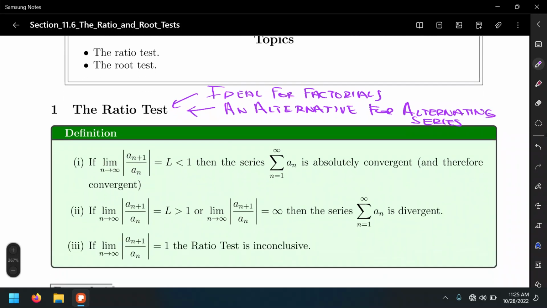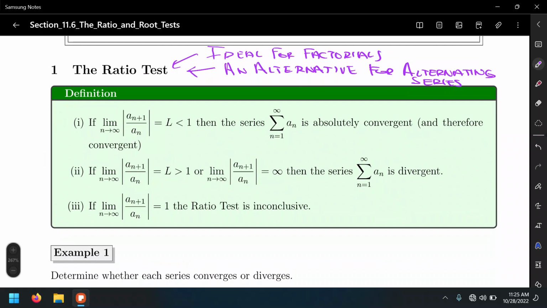Let's look at the specifics for the ratio test. Number one, we're going to create a quotient: the original rule shifted by 1 divided by the original rule. We're going to take the absolute value of that, and there are three case scenarios. Number one, the limit is less than 1. In that case, the series converges, and in fact, it converges absolutely, because we're taking the absolute value of the expression.